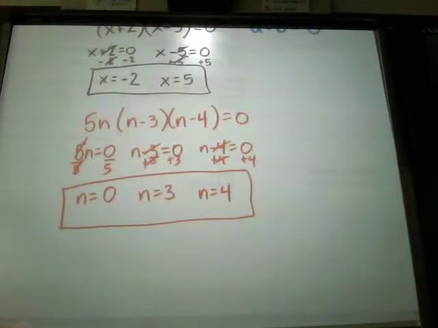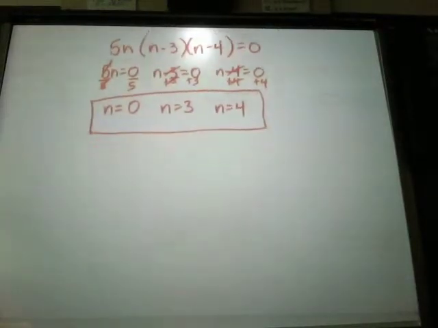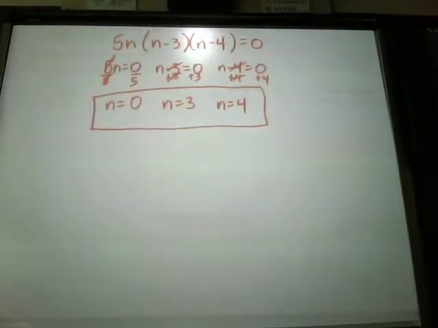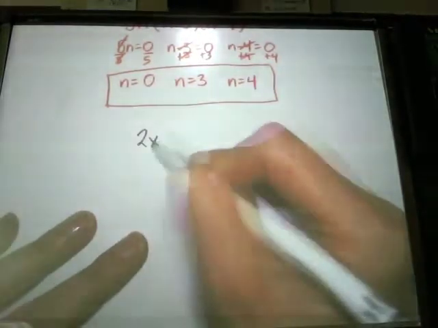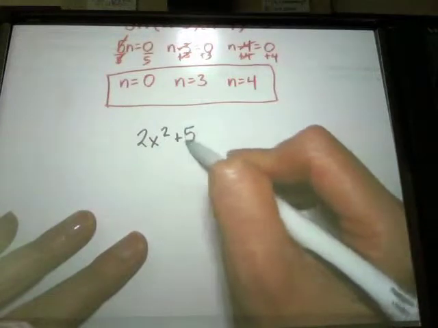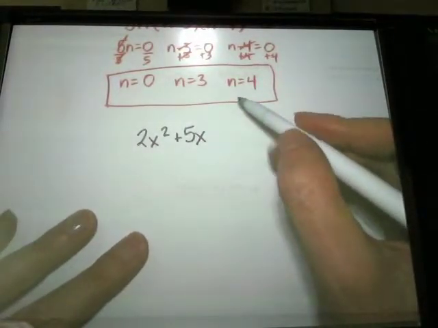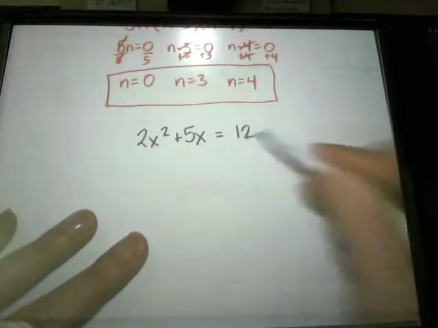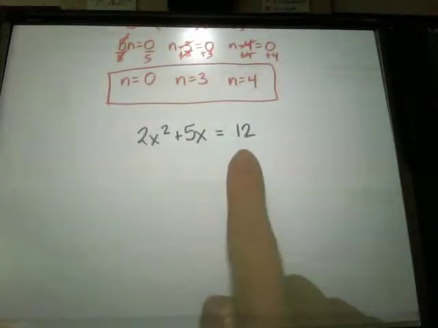Now, these first two were already factored for us. We could see the factors. All we had to do was set them equal to 0. So now the next step would be that it's not factored. For example, 2x squared plus 5x equals 12. So not factored, but also, there's a problem with this one, it's not equal to 0.